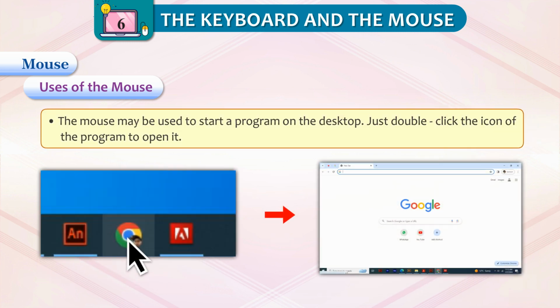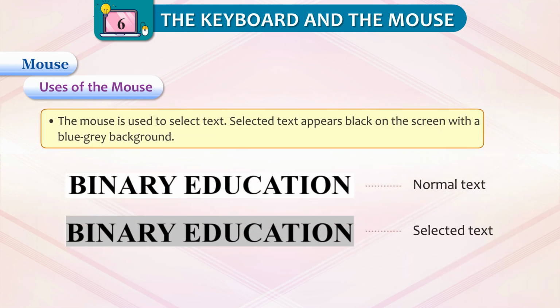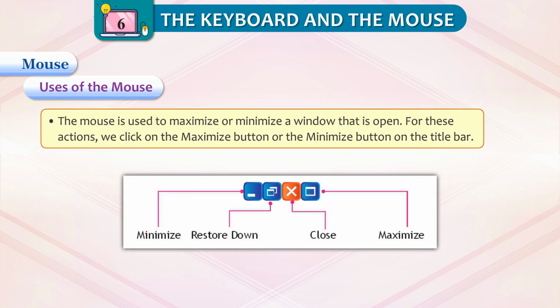The mouse may be used to start a program on the desktop. Just double-click the icon of the program to open it. The mouse is used to select text. Selected text appears black on the screen with a blue-gray background. Normal text. Selected text.